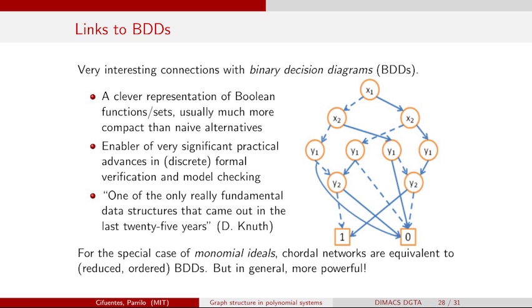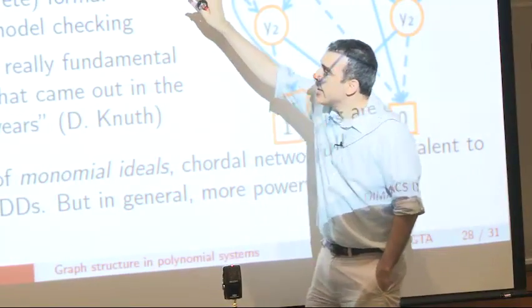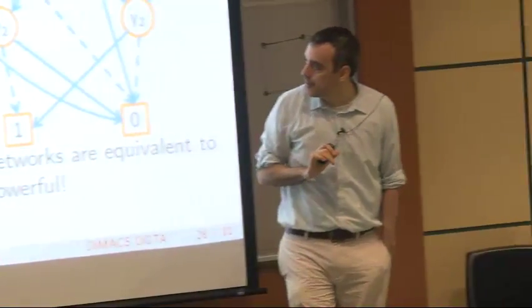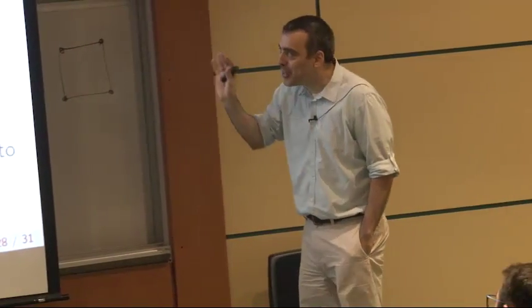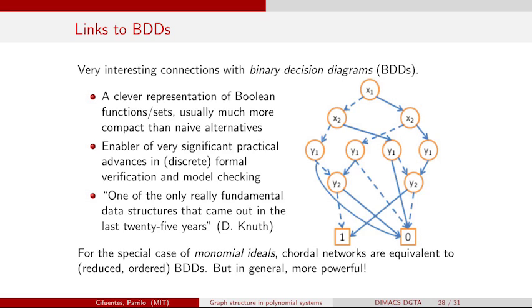Again, what's interesting about this is a couple of things. First of all, there's this notion that it's really one of the only fundamental data structures that have appeared in the recent 25 years. At least Don Knuth wrote this in the fourth volume of The Art of Computer Programming. But perhaps more important, of course, is that the development of BDDs, actually in Berkeley, enabled lots of very significant advances in formal verification and model checking. It's not just a theoretical construct, but you can actually do lots of very practical and very efficient things.